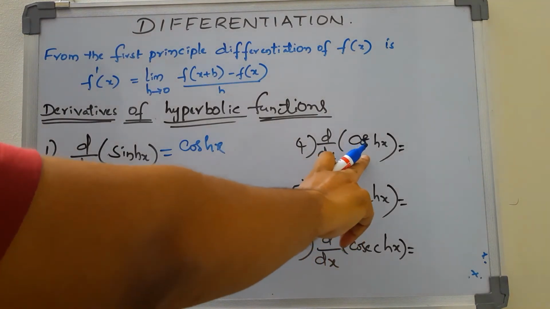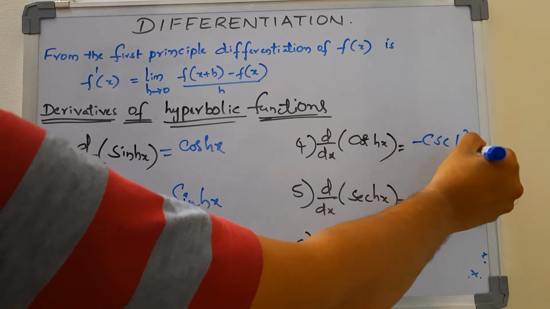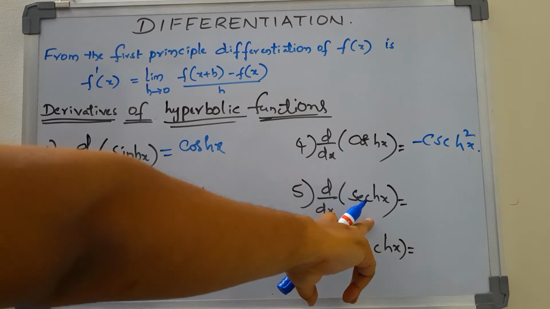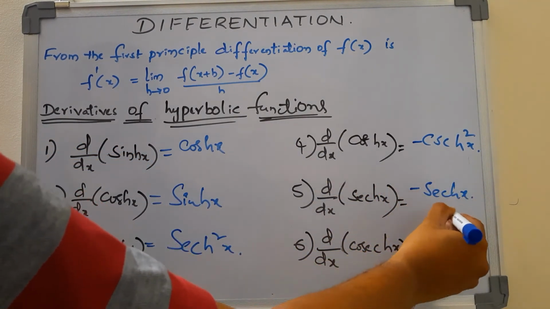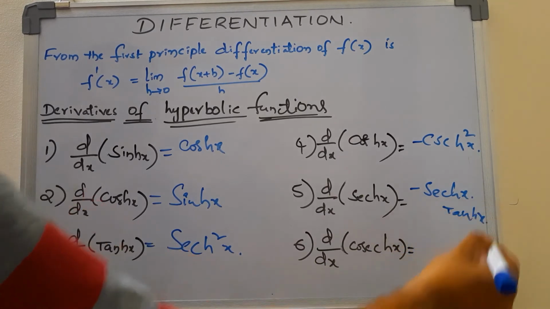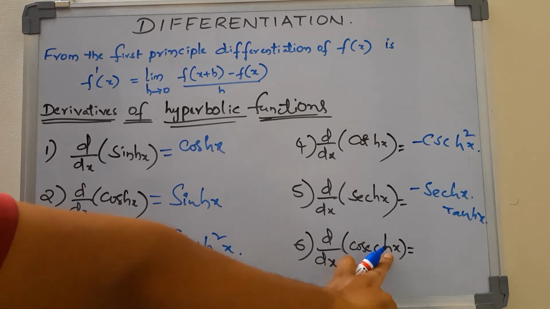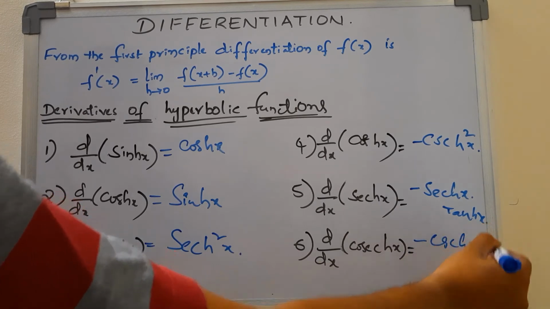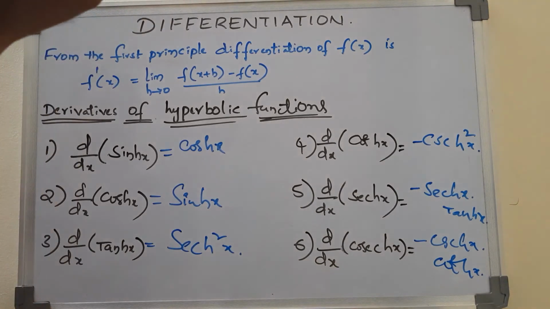The derivative of cot hx can be written as minus cosecant h square x. Okay. The derivative of secant hx can be written as minus secant hx into tan hx. Okay. Next, the derivative of cosecant hx can be written as minus cosecant hx into cot hx. These are the derivatives of the hyperbolic functions.